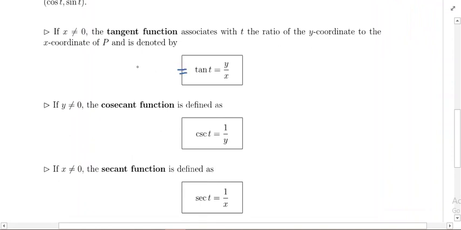We know that the tangent is the sine over the cosine. So since sine is the y coordinate and cosine is the x coordinate, you can also say that tangent is the y coordinate divided by the x coordinate. We know that cosecant is 1 over the sine, and since sine is the y coordinate, that means that cosecant is 1 over the y coordinate.